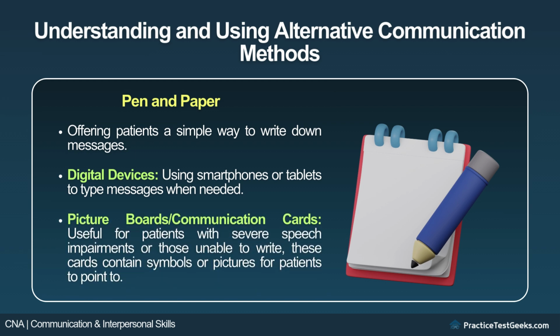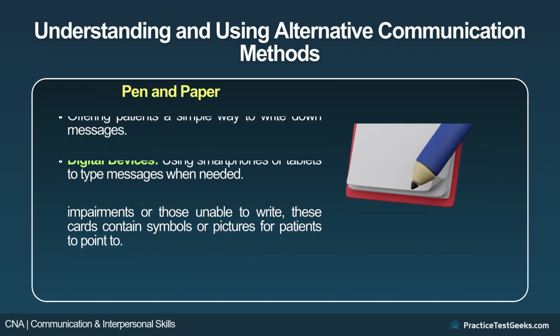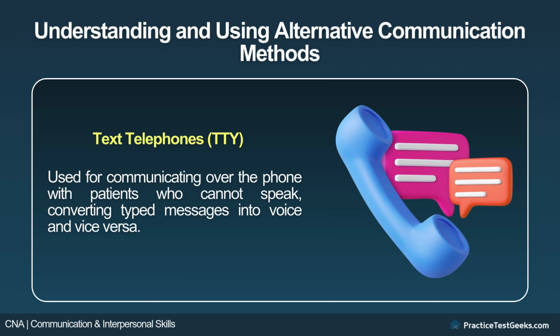Picture boards and communication cards. For individuals who cannot speak or write, picture boards and communication cards offer an easy alternative. These tools allow patients to point to symbols, pictures, or words to express their needs. Text telephones, or TTY devices. When phone communication is necessary, text telephones can be used. These devices convert typed messages into voice for the listener, and spoken words back into text for the patient. By recognizing and using these alternative methods, CNAs can ensure every patient has a voice, regardless of their ability to speak or hear.